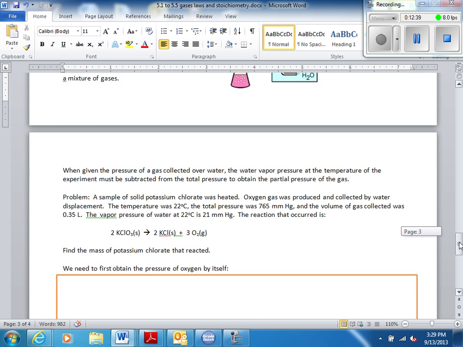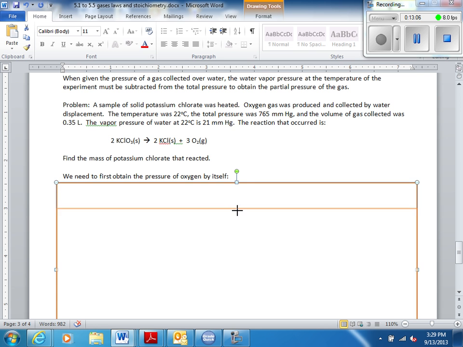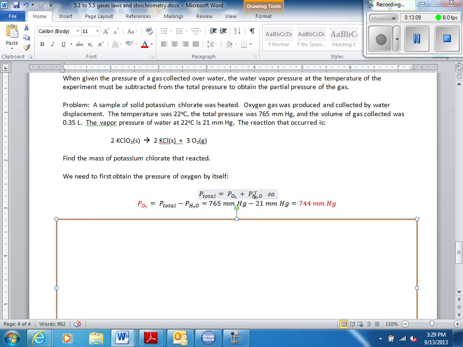Okay. So here's a problem. We're going to collect this gas over water, and we're collecting oxygen gas. We want to find the mass of potassium chlorate that reacted. We're given the total pressure, that includes the water, and we're given the water vapor pressure at this temperature. So we're going to have to subtract off the water vapor pressure. So our first step is to subtract the water vapor pressure from the total pressure to get just the oxygen. So the oxygen is the total minus the water, 744 millimeters mercury.